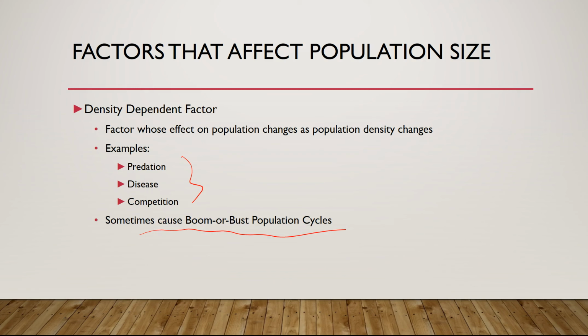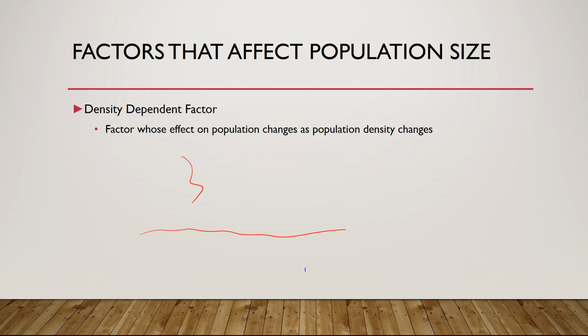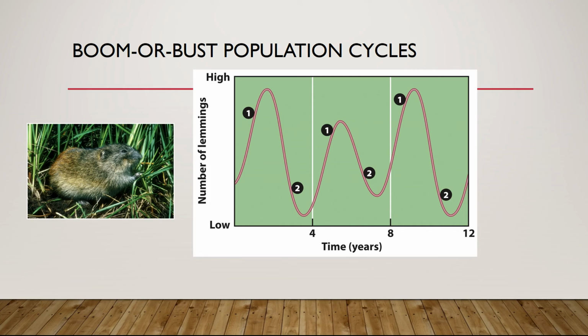So again, this population growth curve right here, I said, is unhealthy for most populations. There are some who naturally follow that cycle, and lemmings are an example. All right, so lemmings go through these boom or bust population cycles. It's just part of their natural evolutionary process over time. So there's periods of time when there's a really high population of lemmings, right?